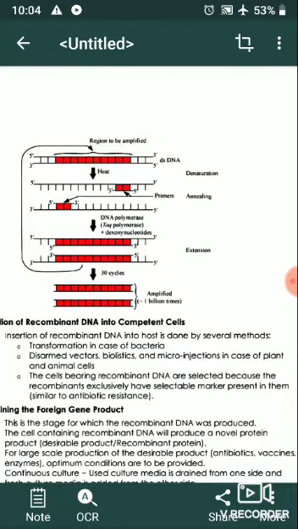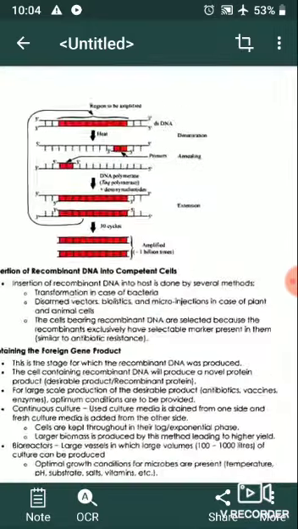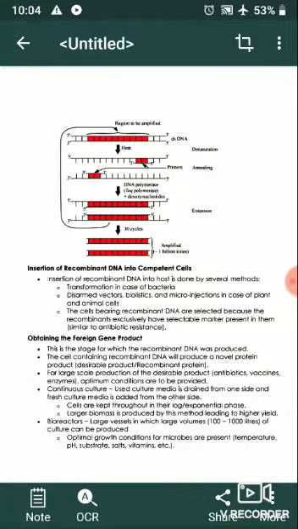Insert the recombinant DNA into the competent cell. Insertion of recombinant DNA into the host is done by several methods: transformation in case of bacteria, disarmed vector, biolistics and microinjection in case of plants and animals. The cells bearing recombinant DNA are selected because the recombinant DNA exclusively has a selectable marker present in it, such as antibiotic resistance.